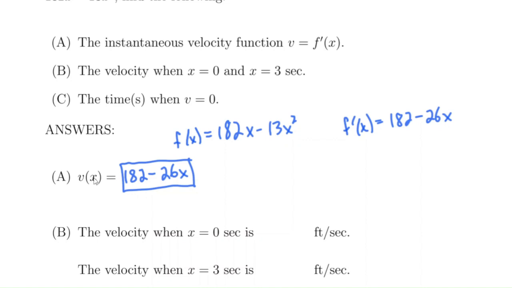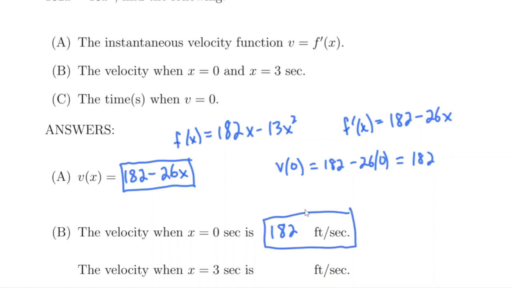Well, here's the velocity at x seconds. What's the velocity when x is 0? So we just need to find v of 0. So notice v of 0 would be 182 minus 26 times 0, and that's just 182. So the velocity at time x equals 0 seconds would be 182 feet per second. At time x equals 0, the object's already moving, right? It's already moving at a rate of 182 feet per second when x is 0.